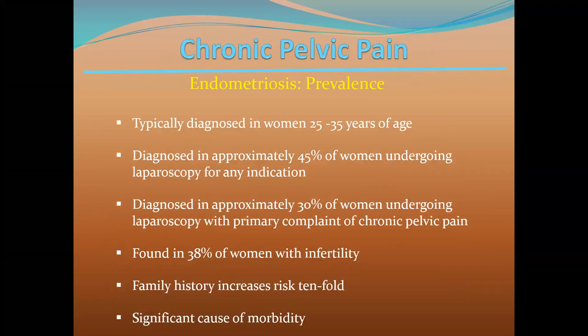dysfunction. Prevalence is typically at 25-35 years of age, approximately 45%. Among women undergoing laparoscopy, the diagnosis is made in approximately 30% with a primary complaint of chronic pelvic pain, and found in 38% of women with infertility. Family history increases risk tenfold, and it is a significant cause of morbidity.